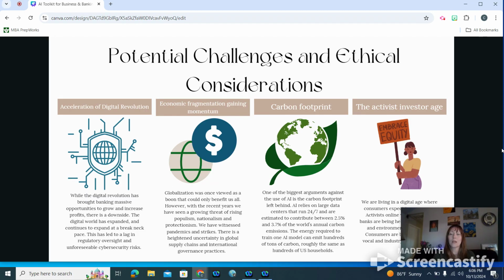Now, we're also living in a digital age where consumers are expecting more transparency, and activists online are holding banks to a higher level than they ever have before. So consumers are being very vocal about what they expect from the industry, and industry will have to acknowledge that.